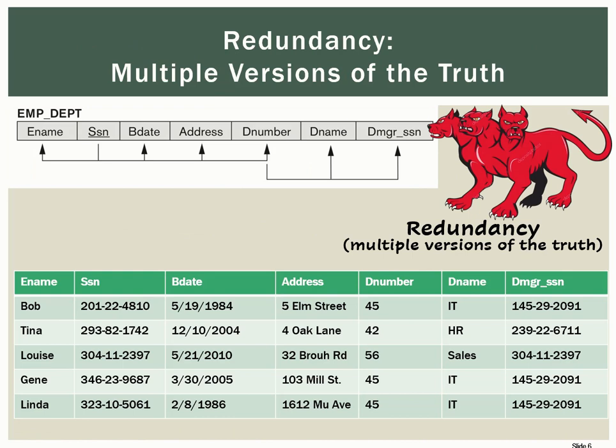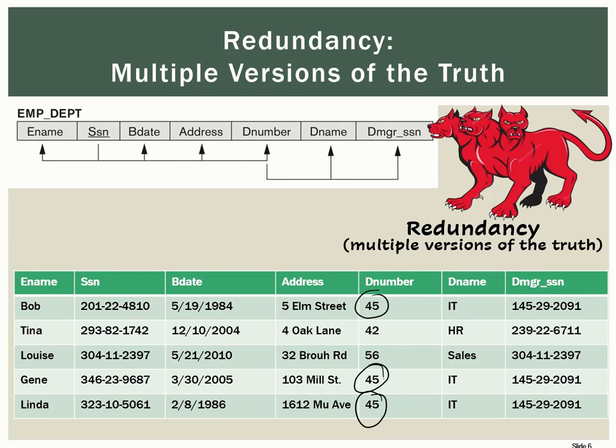Our second enemy in normalization is redundancy, or multiple versions of the truth. And we'll use our same emp-dept table, which also falls prey to another three-headed beast. You can only store information one time. If you store information multiple times, you have multiple versions of the truth. For example, let's take a look at these employees. We know that Bob and Jean and Linda all work for the IT department. They all work for Department 45.